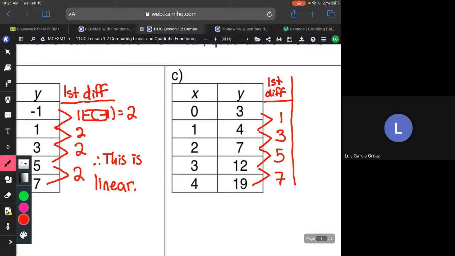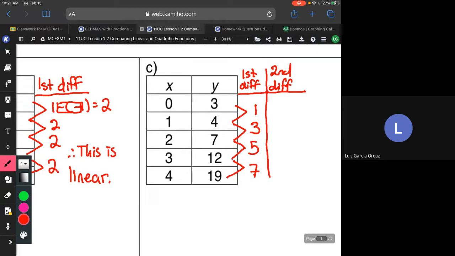So I'm going to move on to my second differences. Now we're going to be using the numbers from the first differences to help us figure out my second differences. So 7 minus 5, 2. 5 minus 3, 2. 3 minus 1 is 2. So if my second differences are the same, what kind of function do we have? Yep, this is quadratic.